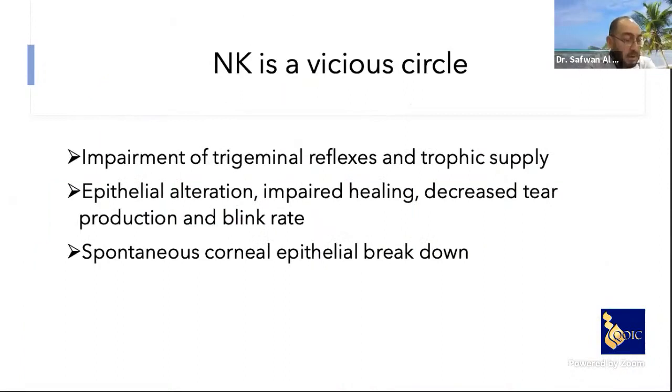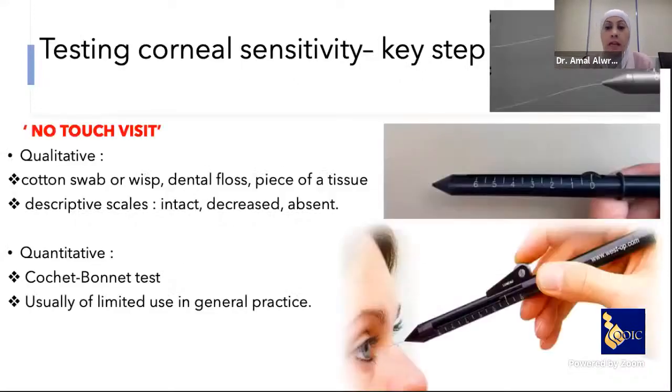So this is a vicious circle. It starts with the impairment of the trigeminal reflexes and the epithelial alteration, impaired healing, decreased tear formation, and then spontaneous corneal epithelial breakdown.